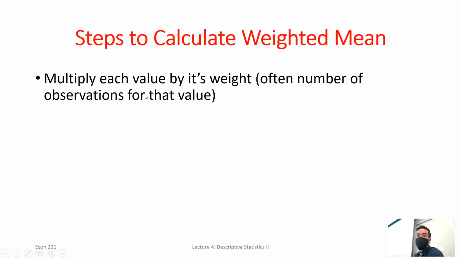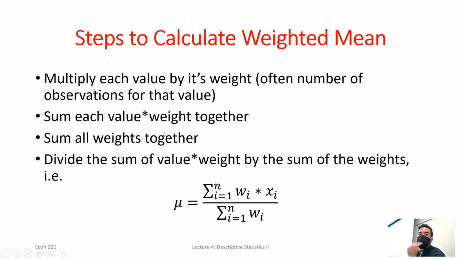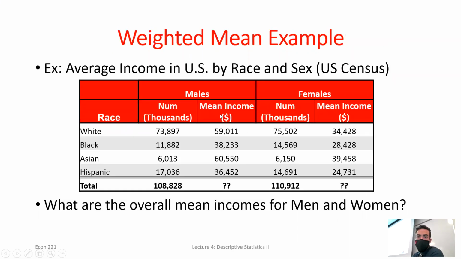So the steps are: go through each group, multiply the value of the variable you're interested in by that group's weight, and add up all those products. The value times the weight, add them all up, then add up the weights together. You'll have the numerator and the denominator, so then it's just a matter of dividing. Add up those products, that's your numerator; add up all the weights, that's your denominator; divide the sum of those products by the sum of the weights, and you'll get your weighted mean. Okay, so we'll work through an example here.